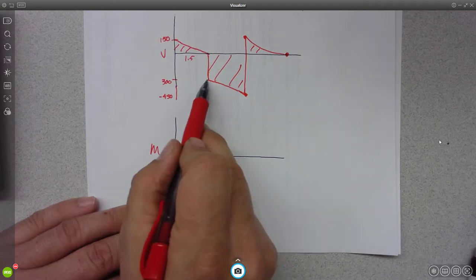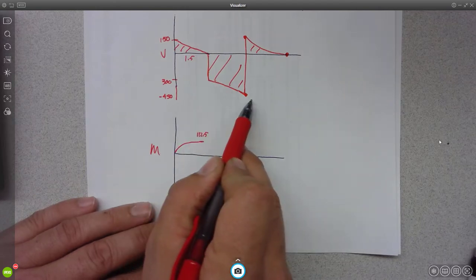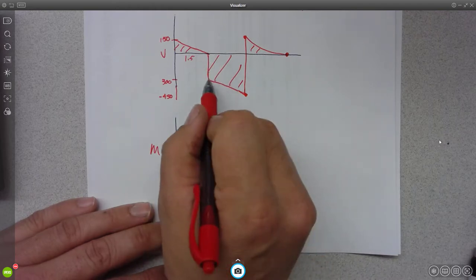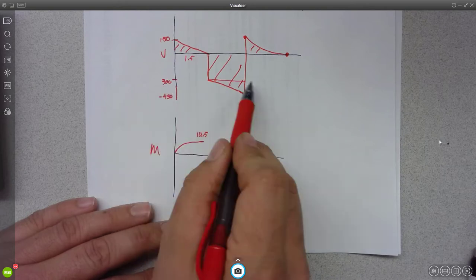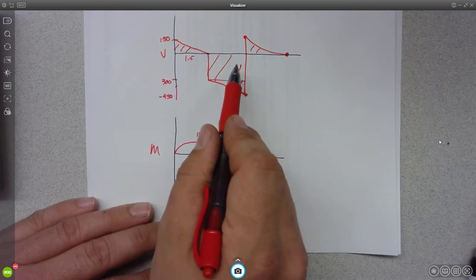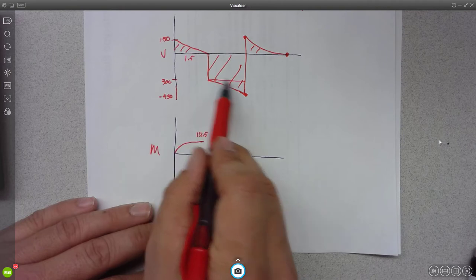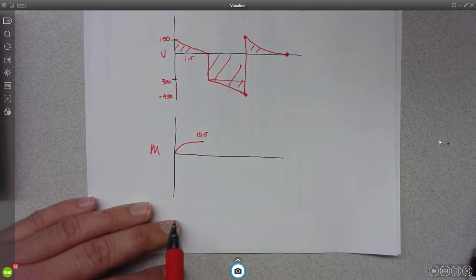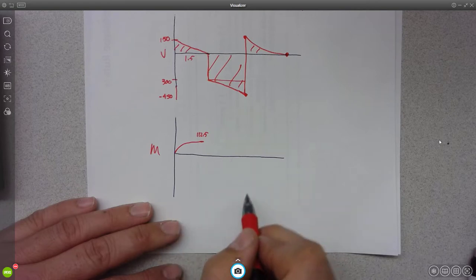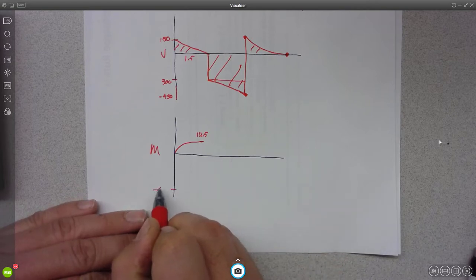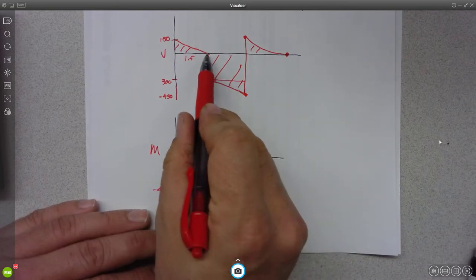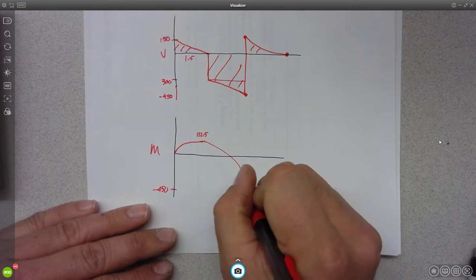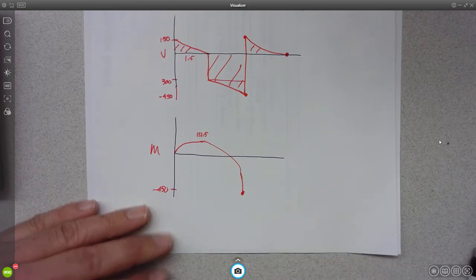Okay. Then I jump to a negative slope that's increasingly negative. Okay, so I'm going down, and I have a very negative change. I can figure out what that change is. 300 times 1.5 is going to be 450, and then 150 times 1.5 divided by 2 is 112.5. So I'm going to end up down here at negative 450, and I'm going to do that by having a very negative and increasingly negative slope, something like this. Okay.